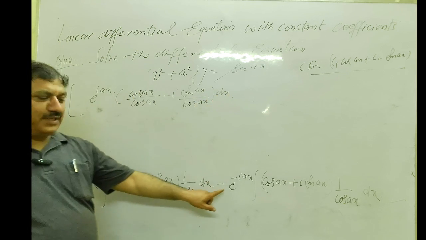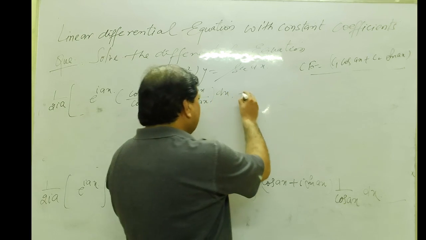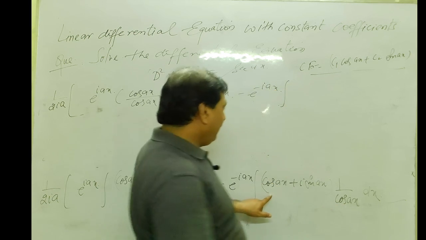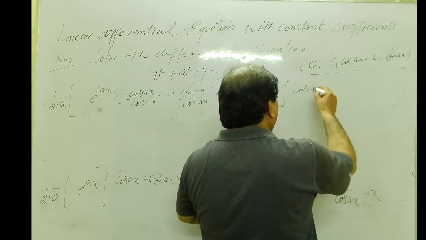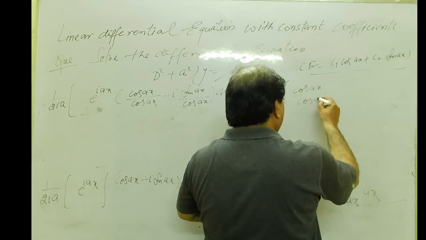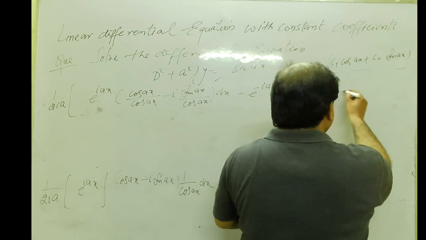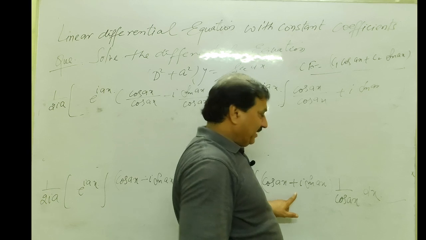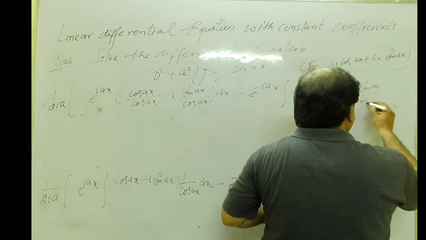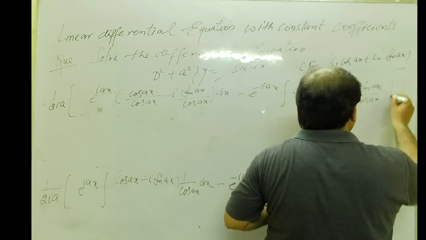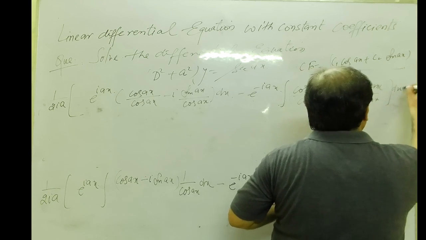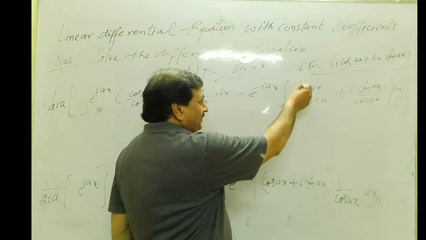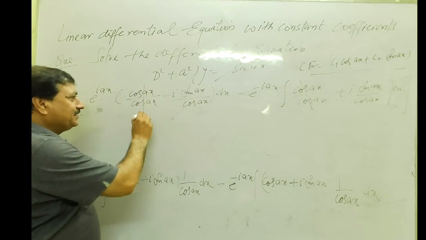Okay, my dear students, the next part is minus e to the power minus iax integration, again divide cos ax by cos ax plus i sin ax upon cos ax, dx, and bracket close. This is the final bracket because this is e to the power iax. My dear students, this cancels, and here again this cancels.